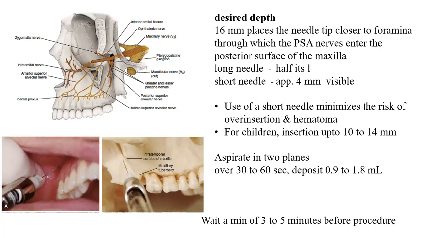We should aspirate as soon as we insert the needle. We should aspirate in two planes over 30 to 60 seconds. If there is negative aspiration, we should deposit 0.9 to 1.8 ml. If there is positive aspiration, you should withdraw, take a new syringe, and give the posterior superior alveolar block again. Wait for 3 to 5 minutes before doing your surgical procedure.